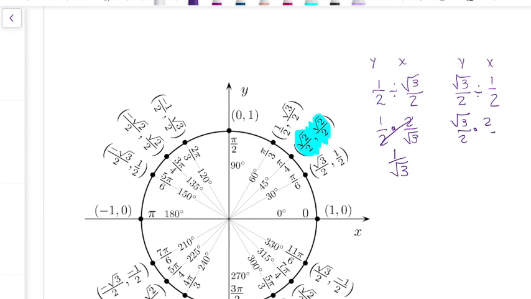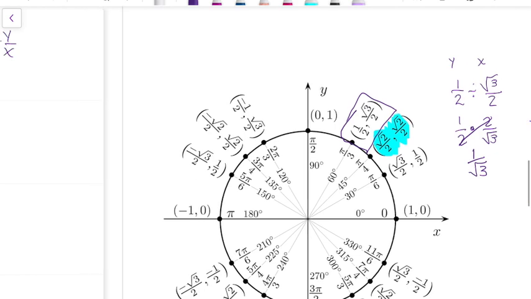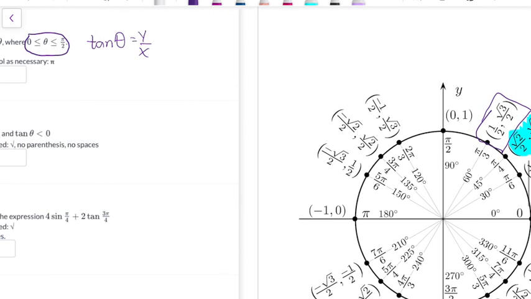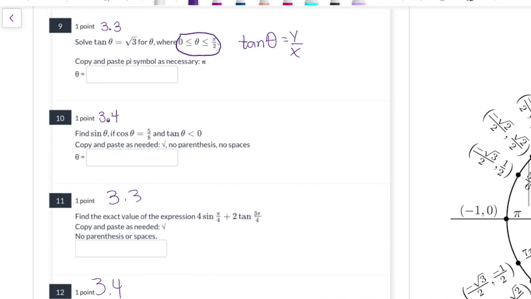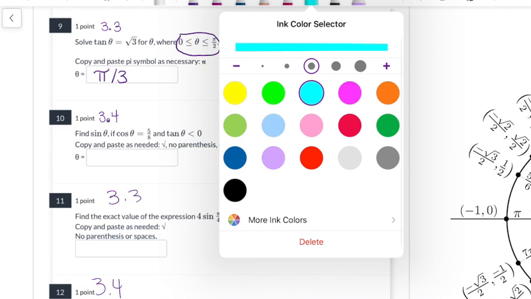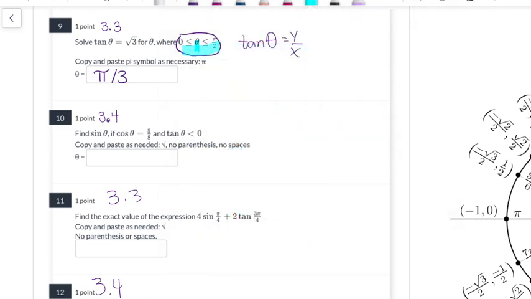This one, the 2's end up canceling, so it becomes square root of 3 over 1, which is square root of 3. So that one's my answer. So which one has y as square root of 3 over 2, and the x value is 1/2? It's this one, which is pi over 3. So the answer here is pi over 3. Since this part right here was in radians, that's how I know I want my answer in radians.